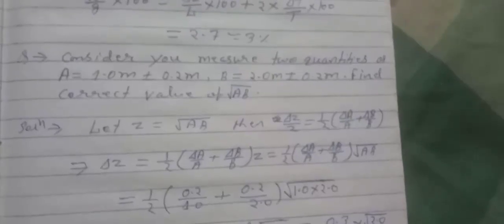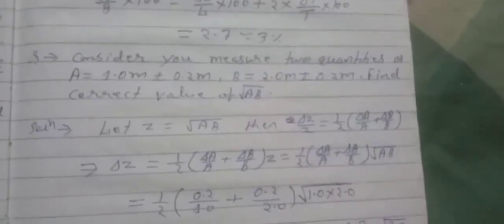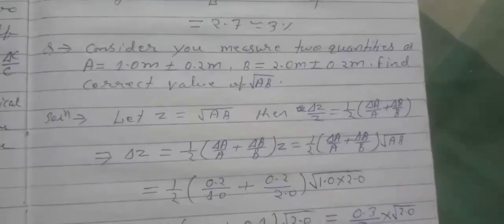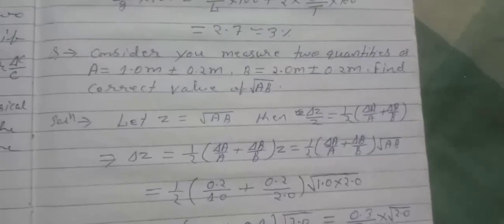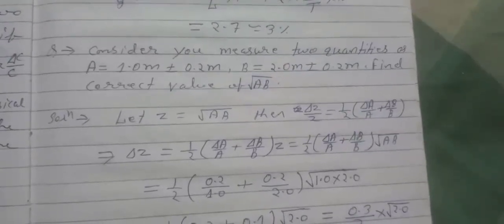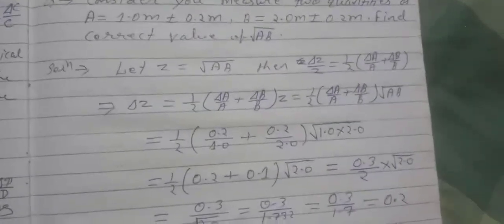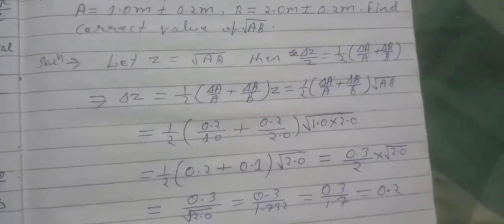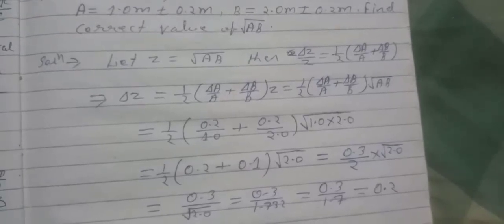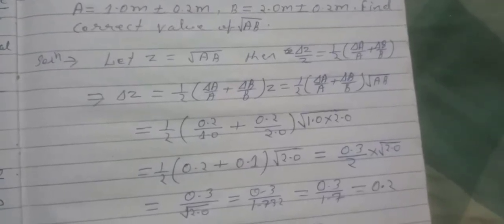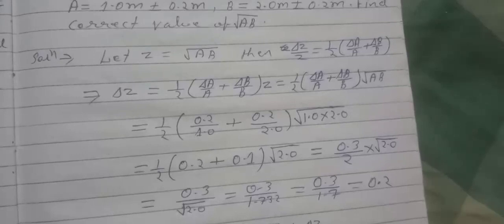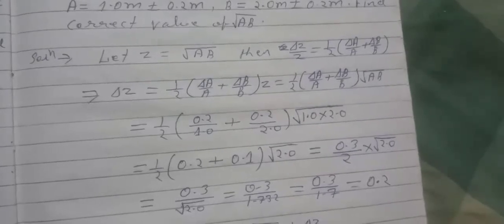Consider you measure two quantities as A = 1.0 m ± 0.2 m and B = 2.0 m ± 0.2 m. Find the correct value of √(AB). Let Z = √(AB). Then ΔZ/Z = 1/2 (ΔA/A + ΔB/B). This means ΔZ = 1/2 (ΔA/A + ΔB/B) × Z, or 1/2 (ΔA/A + ΔB/B) × √(AB).